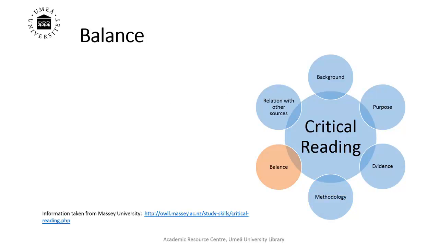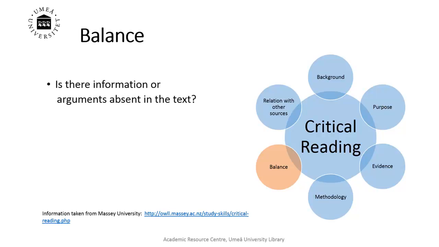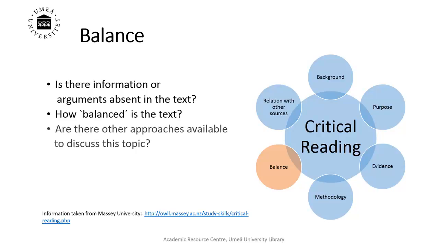A fifth aspect to look at is balance. Is there information or arguments absent in the text? How balanced is the text? No text is completely neutral, but some texts are more unbalanced than others. Did the text favor one position on the topic and exclude alternative positions? Are there other approaches available to discuss this topic? For instance, political, economic, sociological, technological, legal, and environmental aspects.